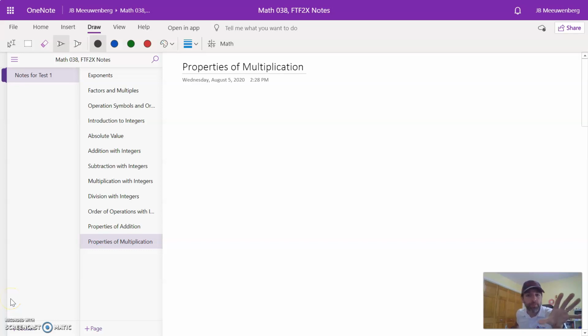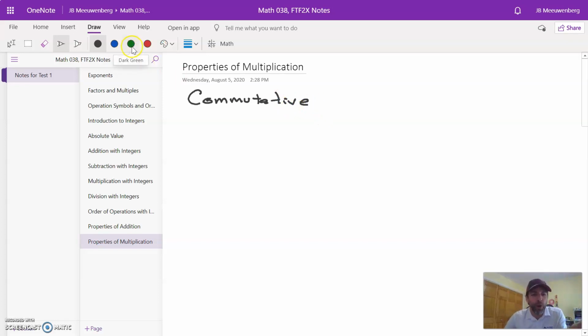If you watched the previous video on properties of addition, some of these are going to sound familiar. Just like with addition, there are things we can do with multiplication that are sort of alternatives to following the explicit rules of the order of operations. So I'm going to review a few. First one is commutative. That sounds familiar, right?